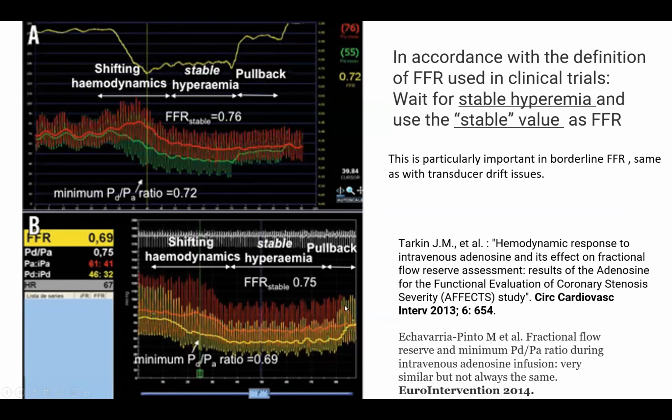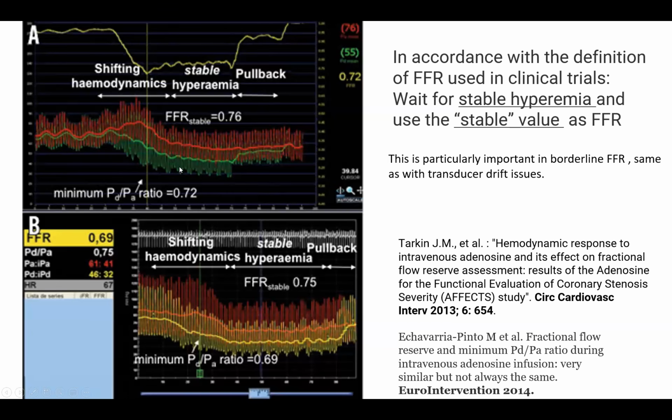This is due to the fact that coronary microcirculation dilates before systemic circulation. So Pd may drop before Pa and cause a falsely lower initial value of FFR. We should probably take the steady state, not the early nadir value, as has been suggested in those two studies. Unlike what the software does, which takes the lowest value, I disagree with that. I like to take, as in those two papers, the steady state value, okay?